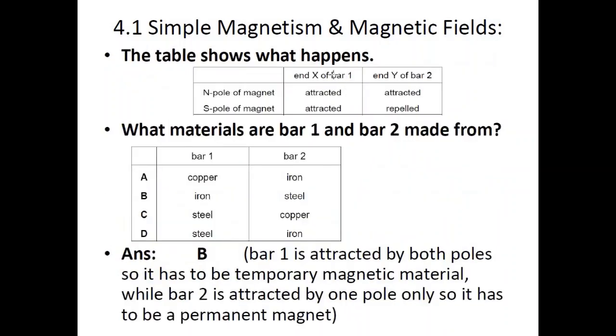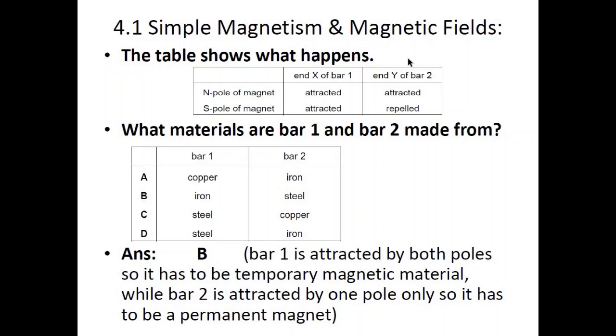Now from this table we can see that no matter which end was brought closer to bar 1, it was always attracted. That means this is a magnetic material and not a magnet itself. Now for bar 1 we have copper, iron, steel. Copper is not a magnetic material, and steel is supposed to be a very strong magnetic material, so it cannot be steel, so it has to be B, iron.